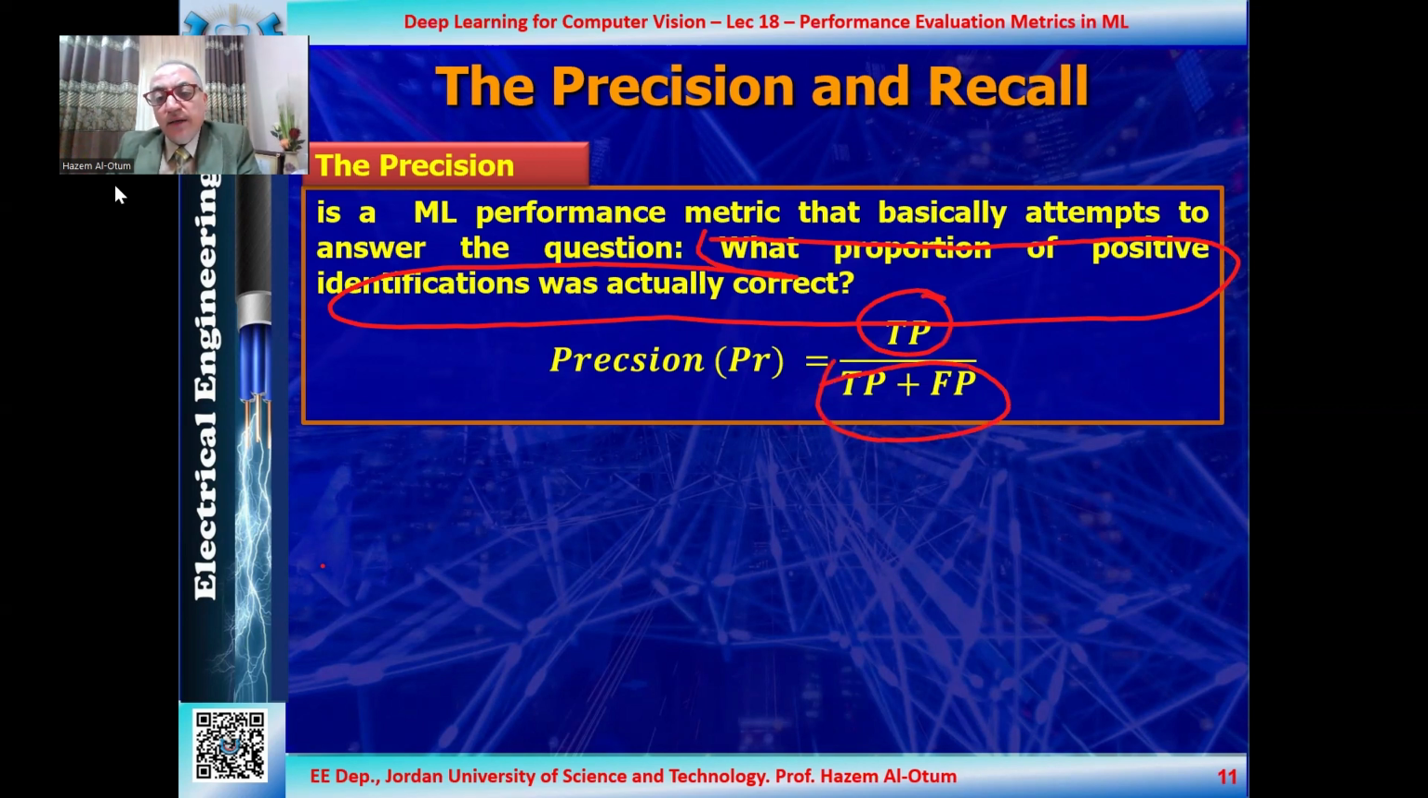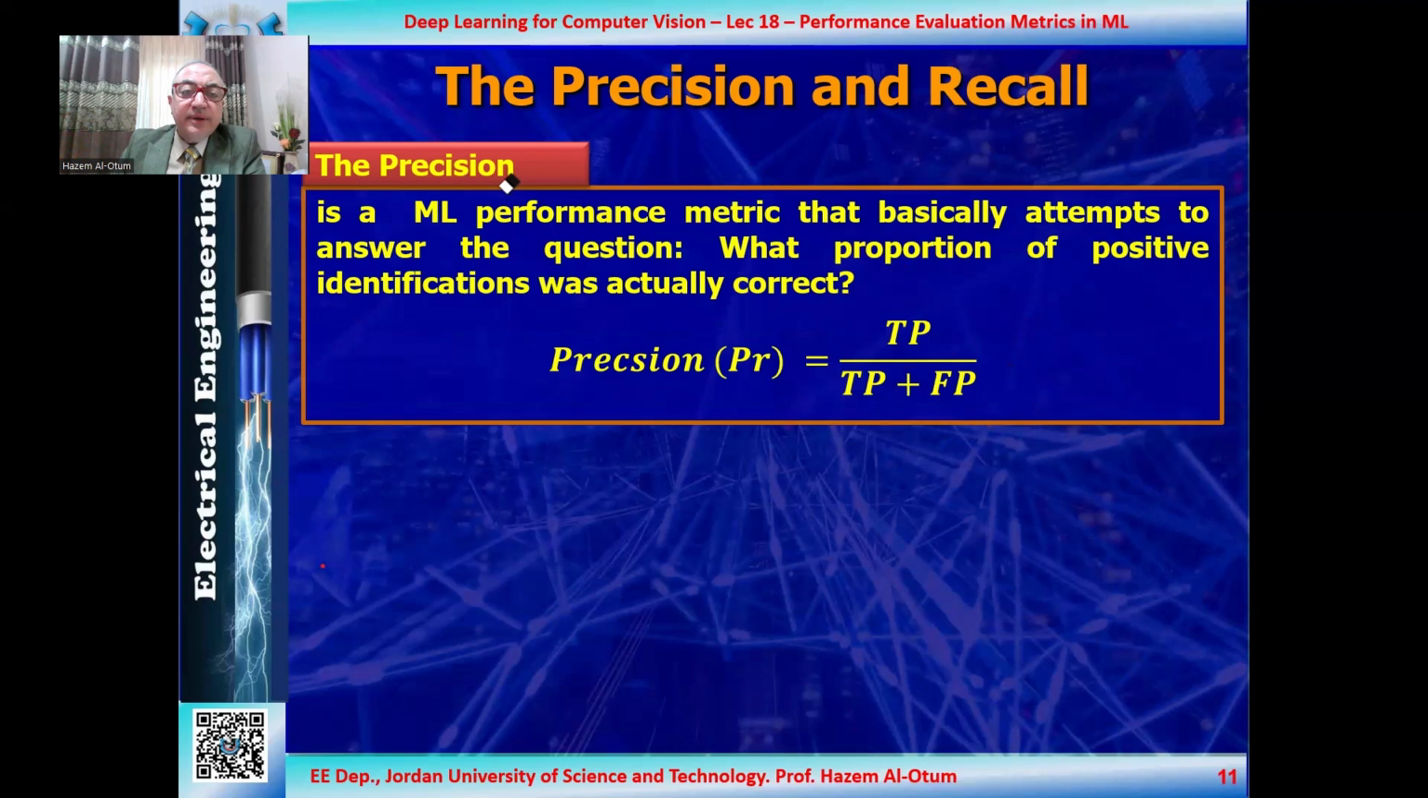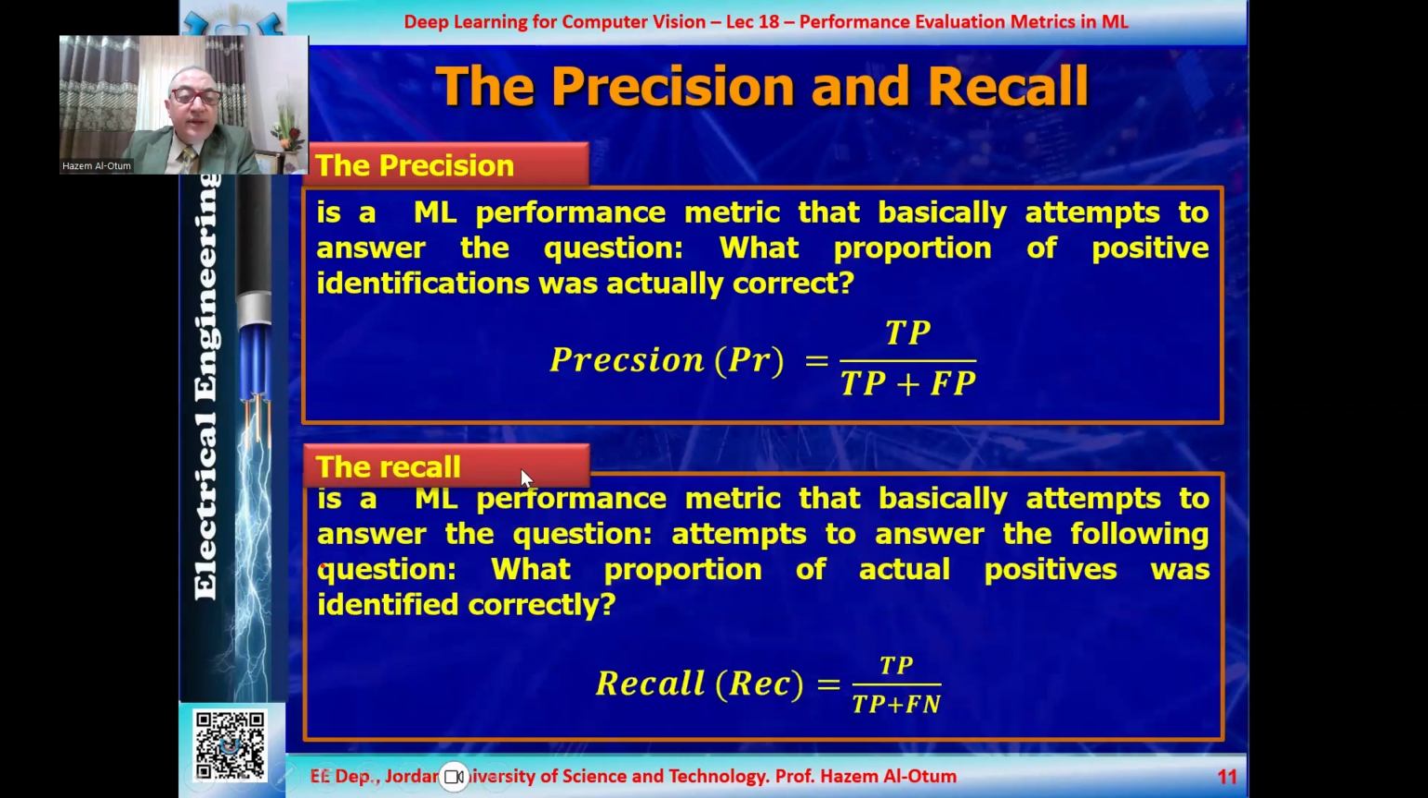So you have 100 samples. You correctly classified 90 true positives, and you missed only 10 samples, so you have 10 false positives. In this way, you get 90 over 100. So this is true positive over true positive plus false positive. How many of the samples are actually correctly identified? This is the case when using precision. From its definition, it gives you the preciseness of the machine learning model in classifying the new input samples to the system. Now, recall is a machine learning performance metric that basically attempts to answer another question.